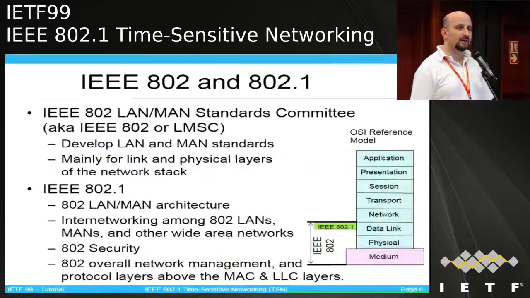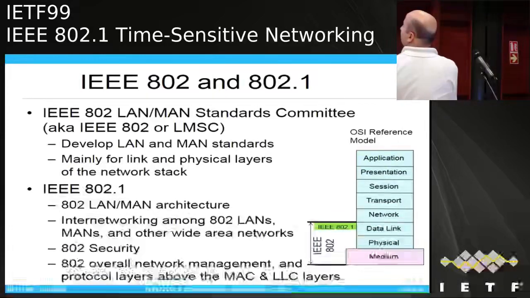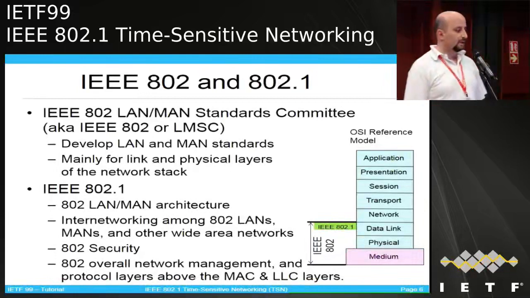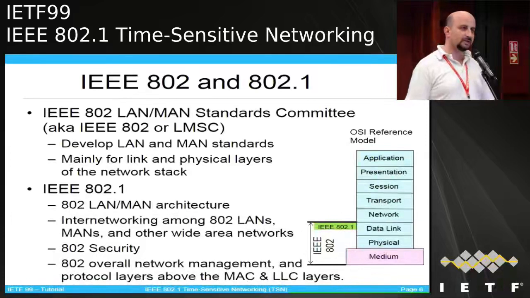So TSN, what is TSN? TSN is actually one of the task groups in the IEEE 802.1 working group, which is part of the 802 LAN/MAN Standards Committee that develops LAN/MAN standards and mainly focuses on the data link and physical layers. 802.1, as illustrated in the figure, sits on top of the 802 scope, this green field. So 802.1 sits here, and TSN is one of the task groups there. 802.1 is the one that is responsible for the 802 architecture and for the interworking among the different 802 LANs, provides also security, and is also responsible for the overall management and the protocol layers above the MAC and LLC layers.